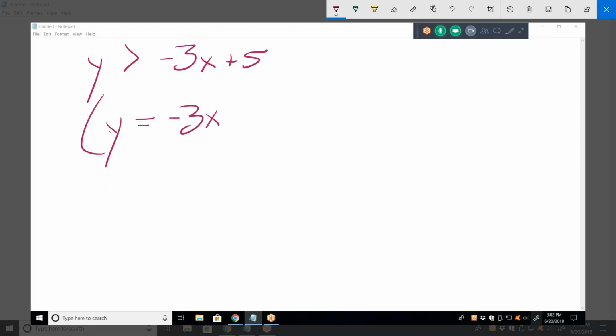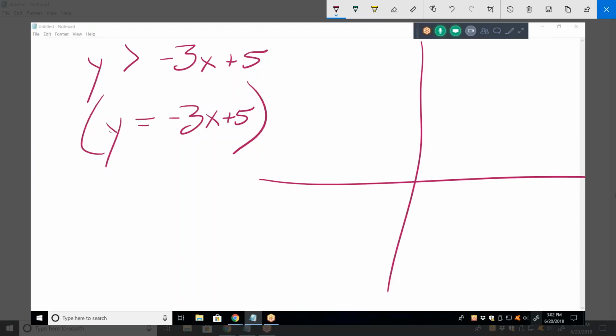So the next one I have is graphing an inequality. Okay. So it's y is greater than negative 3x plus 5. First thing you really want to do with these is graph the equality. It's a straight line. How do I graph this? Where do I start?